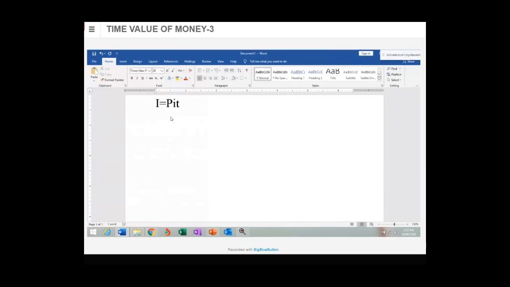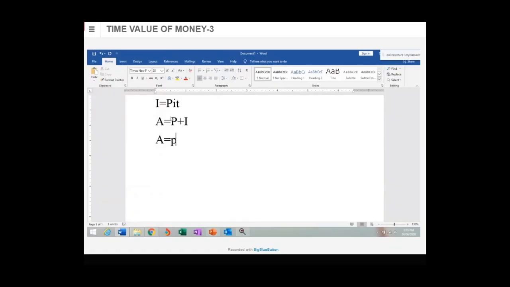Okay. Then the next formula was A equals P plus I. Sorry, capital P plus I, that is interest. Principal plus interest will give me amount, also called accumulated amount, maturity value, maturity amount, also called balance.